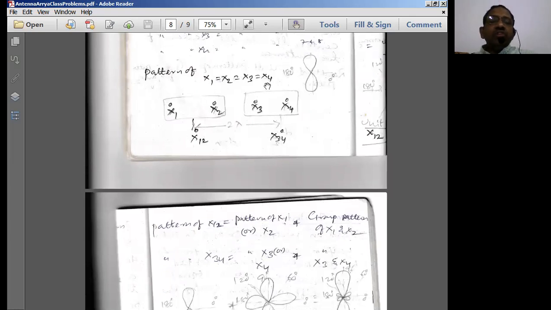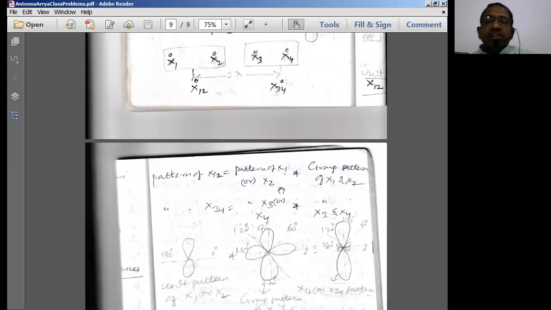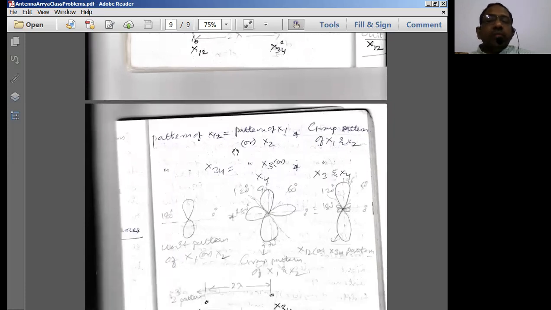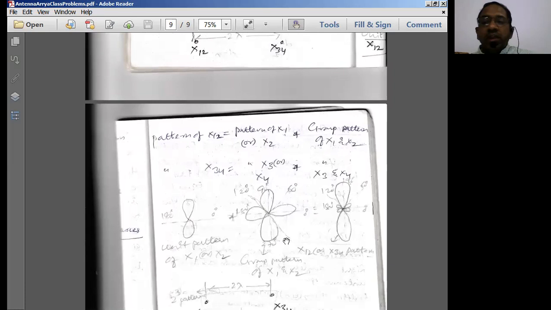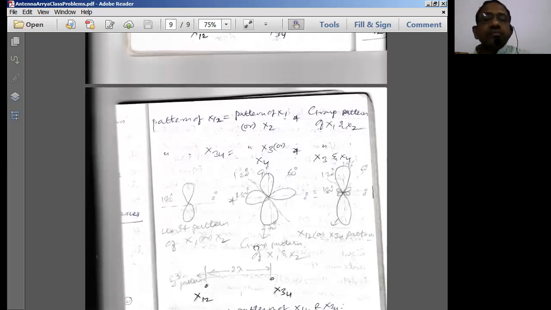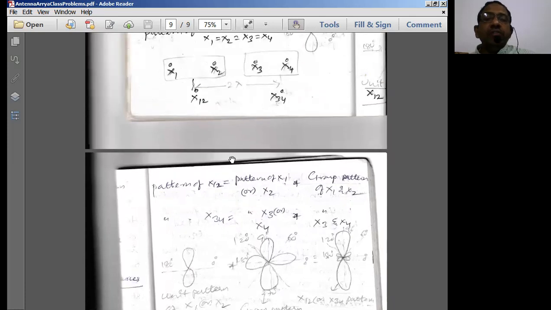When you group these two, we get a group x12. When you group these two, group x34. The suffix 34 tells about its children. Now, what is the pattern of x12? Pattern of x1 or x2 multiplied by the group pattern of x1 and x2. That is the formula we have. Simply use this particular formula here. Similarly for the pattern of x34.